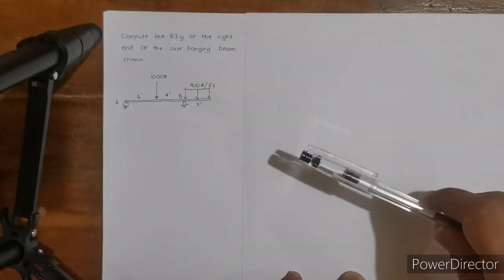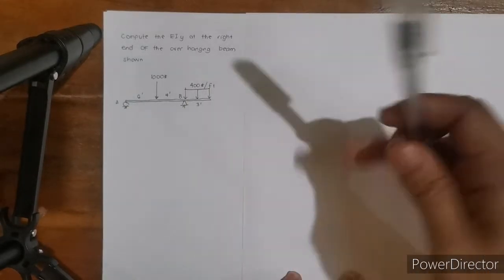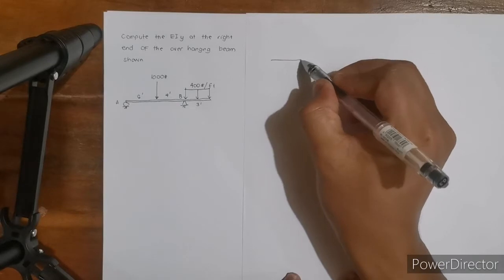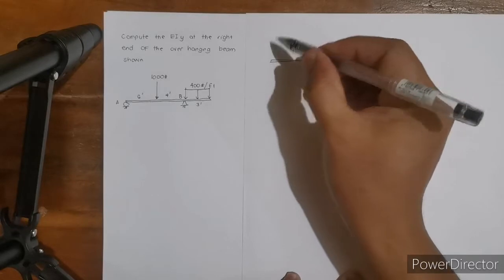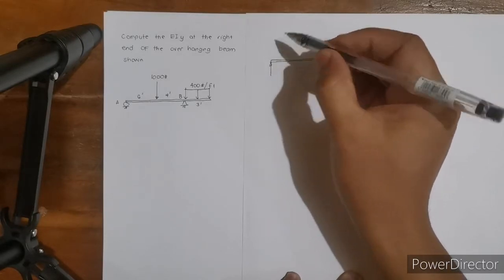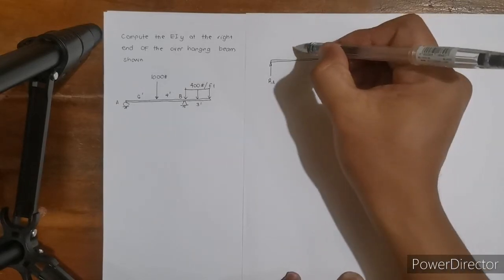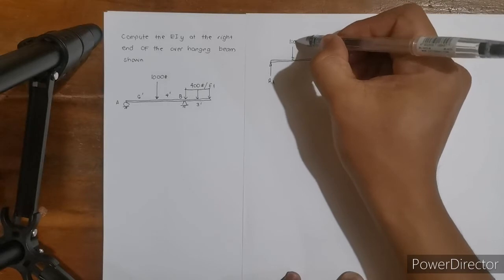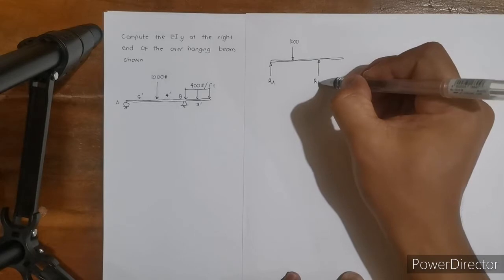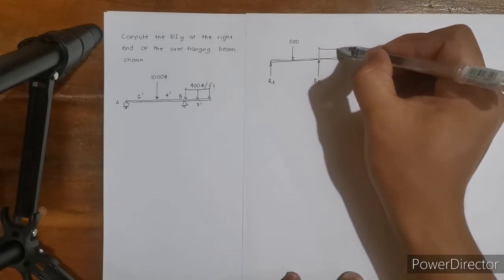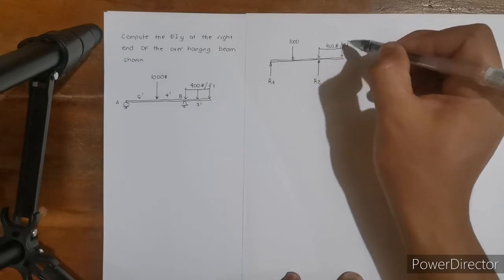So first, para ma-solve natin yun, is to solve first for the reactions at the support. I-draw lang natin yung free body diagram natin. So roller support, meron tayo isang reaction doon. Make that as reaction at A. 1,000 pounds. And then hinge support, isang reaction at point B. And then rectangular load na 400 pounds per foot.